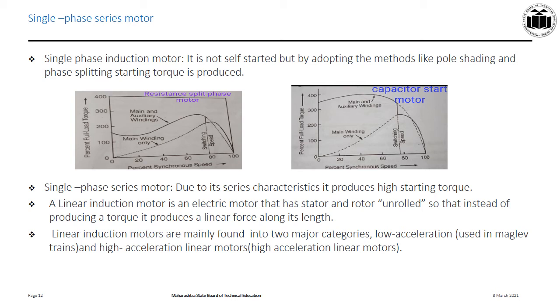In the capacitor start single phase induction motor, by using a capacitor in the auxiliary winding, the starting torque can be raised up to 350%, which is possible only when a capacitor is used. This is how torque can be adjusted.